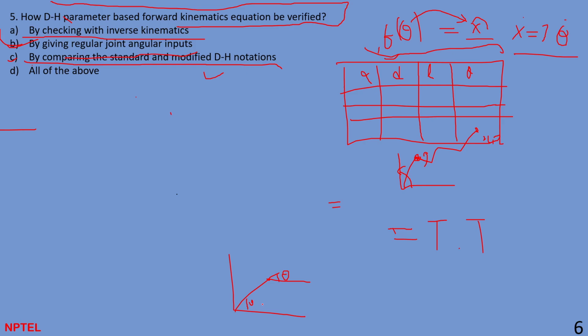Like if you have given some 30 radian for link one and 30 radian for link two, it will move, and if you have given some fast input, then it will move fast. If you have given some low input, it won't move that fast, right? So by testing those, by getting the feel of it, you can understand if your DH parameters are correct. By giving those angular inputs, the answer here is B. Coming to the next question.